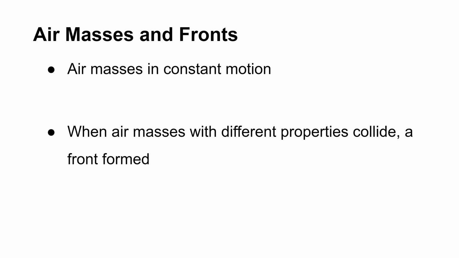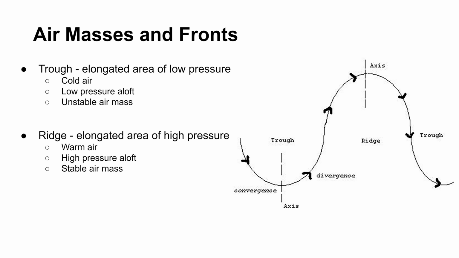The next topic we will cover is air masses and fronts. Air masses are in constant motion. When an air mass with certain characteristics, such as temperature and moisture, advances on an air mass with different characteristics, the division line between these two air masses is called a front. There are two important concepts to define.